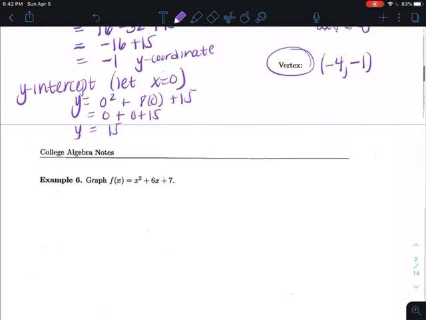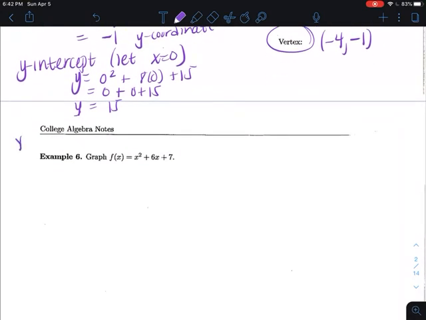All right, we're going to do one more example, and I'm going to let you try this. So this would be your example. You try this. Pause the video and try to do this example based off of example 5.